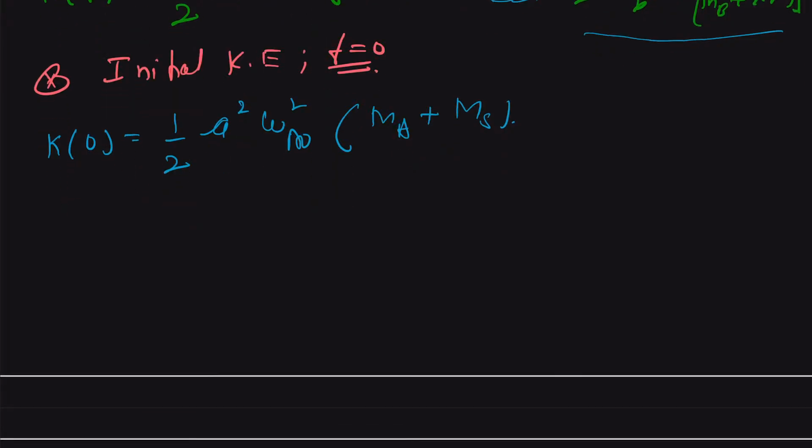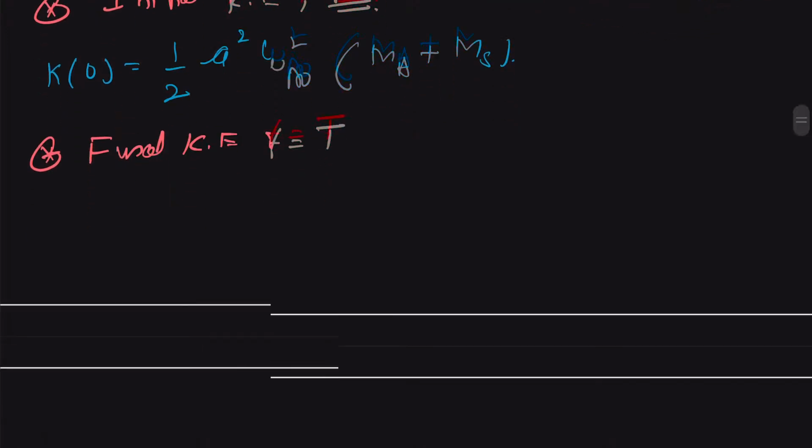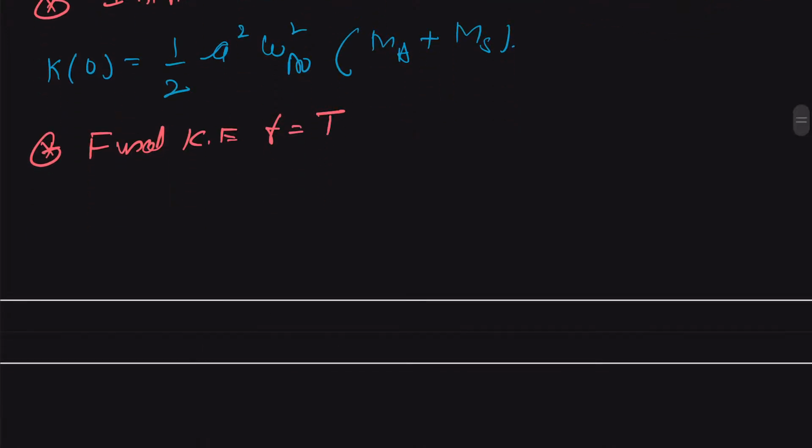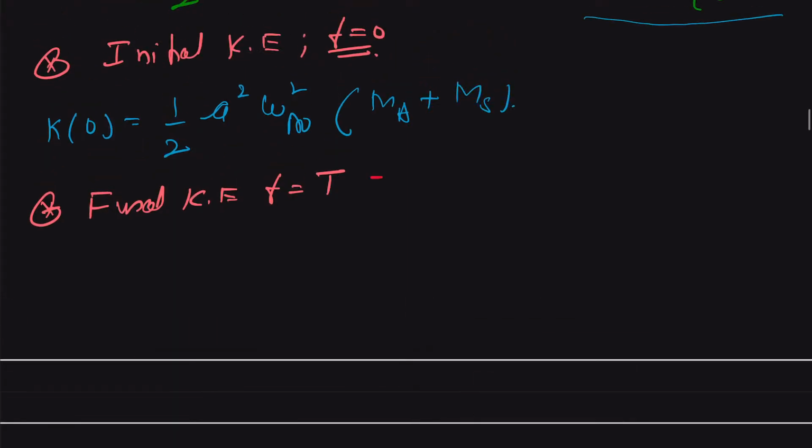And at a certain time, that is the final kinetic energy, we can assume that at a certain time t equal to capital T, all the sand has moved from A to B. Okay, so we consider this time as when all sand has moved from A to B.